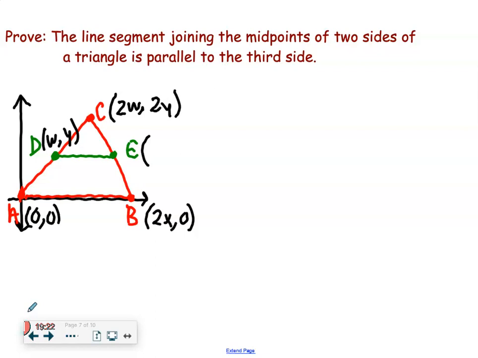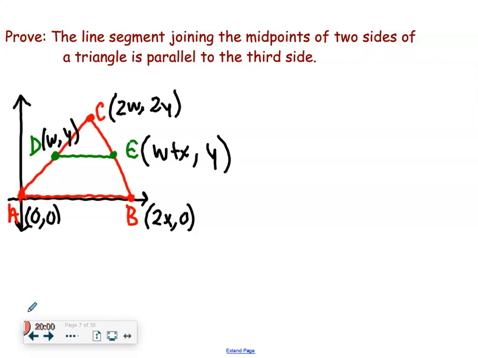So, okay, 3W, 1Y. How do you find the midpoint? Anyone know the formula? You add your x coordinates, divide by 2, add your y coordinates, divide by 2. So if I do 2w plus 2x and divide by 2, what are you left with? W plus x. I got it right.